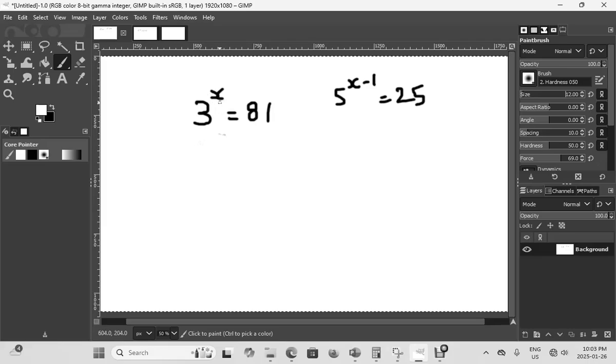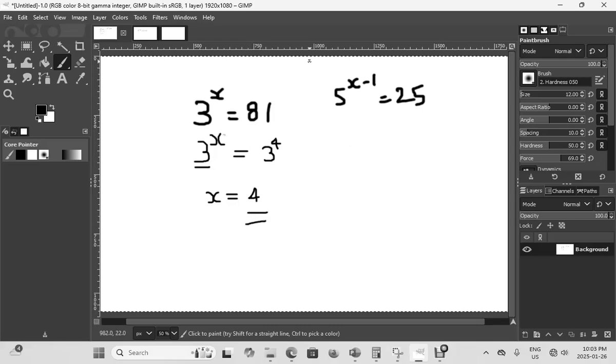In order to find the value of x, you want to make sure that the base on the other side of the equal sign is the same as this base over here, which is 3. We know that 3 times 3 is 9, times 3 is 27, times 3 is 81, which means 3 raised to 4 will give me the same base on the other side of the equal sign. Since the bases are the same, we can just go ahead and solve for x. So x will be 4.